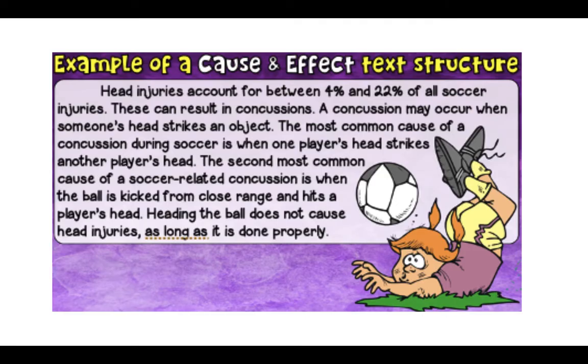An example of a cause and effect text structure. Head injuries account for between 4% and 22% of all soccer injuries. These can result in concussions. A concussion may occur when someone's head strikes an object. The most common cause of a concussion during soccer is when one player's head strikes another player's head. The second most common cause of a soccer-related concussion is when the ball is kicked from close range and hits a player's head. Heading the ball does not cause head injuries as long as it is done properly.